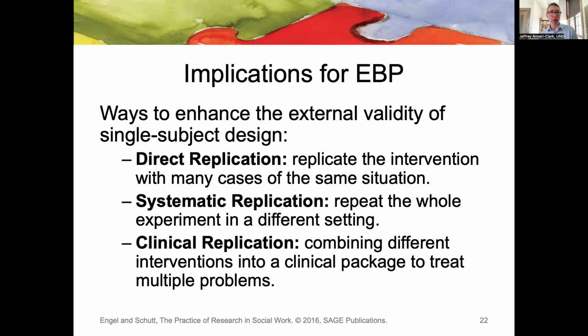Now, there could be systematic replication. And so this helps clarify some of the conditions for success and the appropriate client characteristics. And so you would have maybe a different setting or different characteristics, different populations that you're trying it out with. And then there's the clinical replication, where you combine these different interventions into a package to treat multiple problems. So this would be kind of what I had mentioned earlier, where we're talking about trauma and financial issues. And as a result, one of the things that they found was that people had food security improved, housing stability improved, their PTSD improved, and so on and so forth.